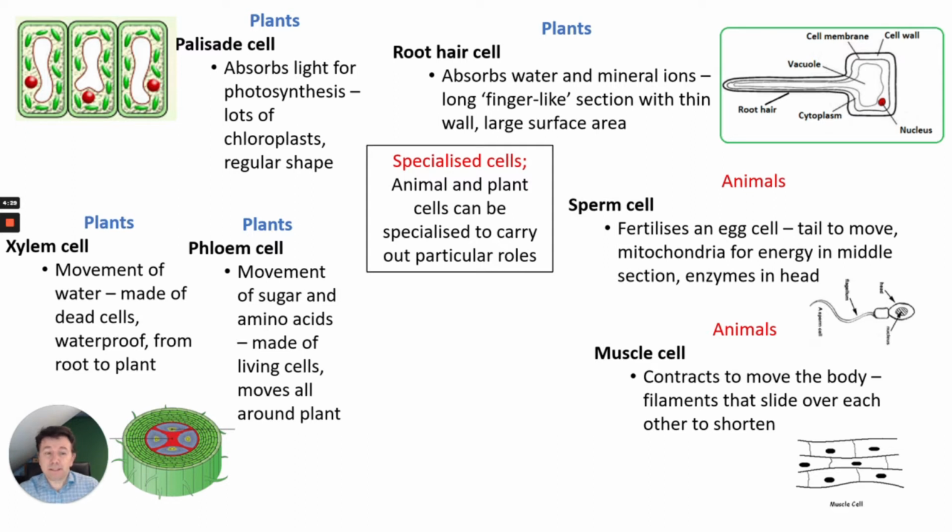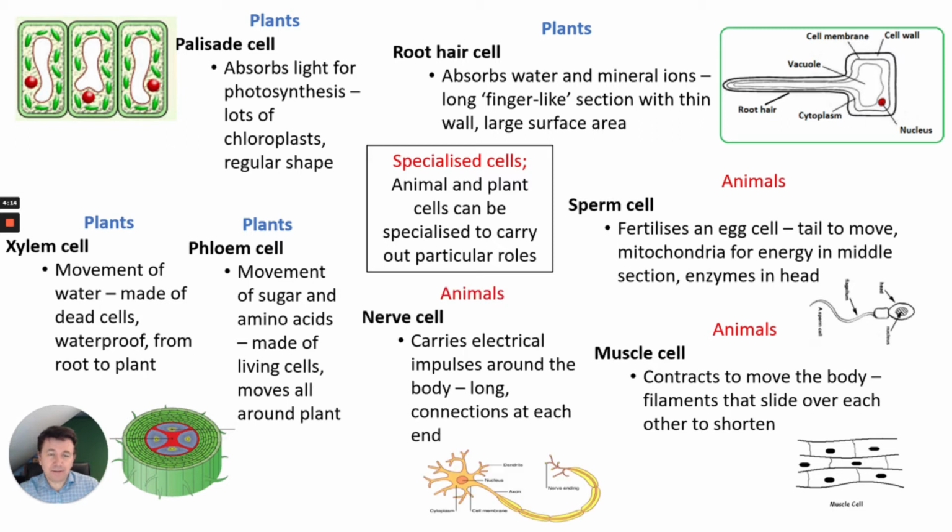So they have filaments that slide over each other to shorten, to contract things. They need lots and lots of mitochondria, and they're really important. And you need lots of energy from respiration, and you need lots of glucose being delivered to those muscle cells.